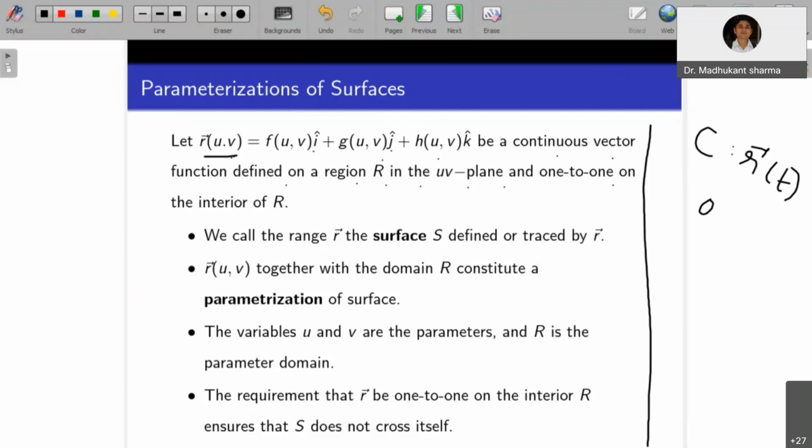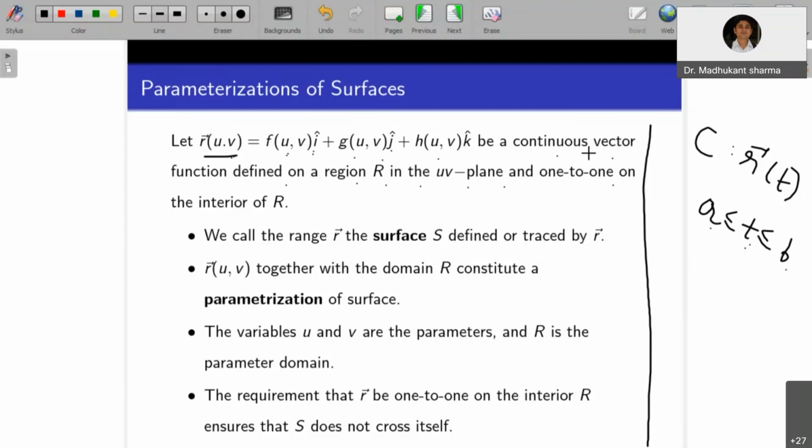Now see, here a ≤ t ≤ b. So t equals a will give you the initial point, and t equals b will give you the terminal point. Any in-between value will give you the in-between vector. Similarly, if you fix u equal to a constant or v equal to a constant, it will give you a vector. So how would you interpret this on the surface S? That is important, so we will try to learn that.